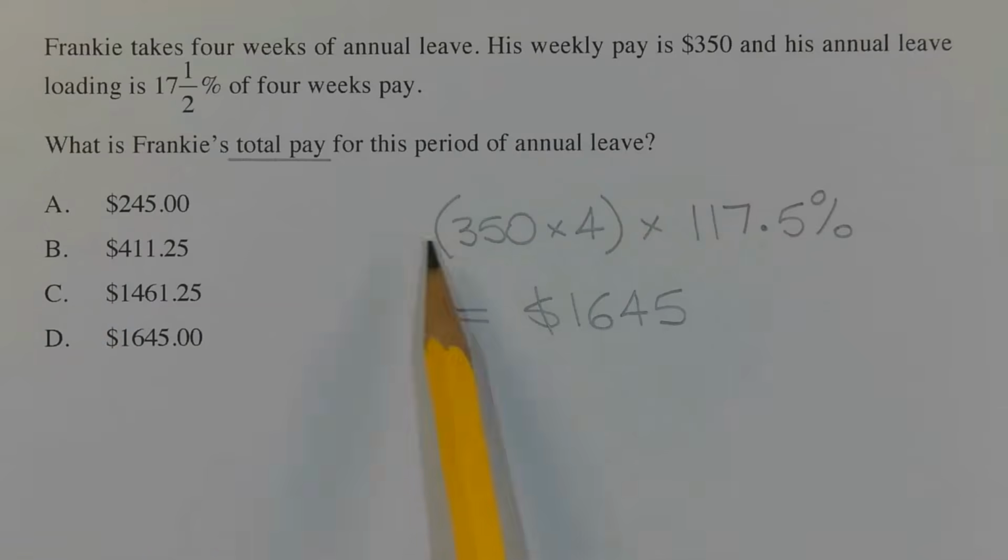And we can do that all in one step. So 350 times 4 gives us how much Frankie earns normally over 4 weeks, and then to increase that by 17.5%, we multiply this amount by 117.5%. And that gives us $1,645, which is Frankie's total pay for this 4 weeks of annual leave. Therefore, the correct answer is option D.